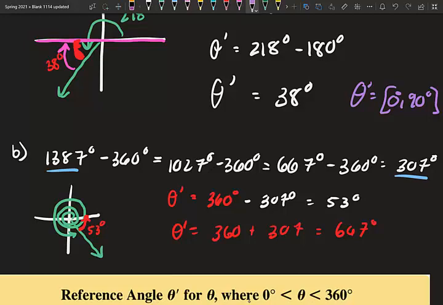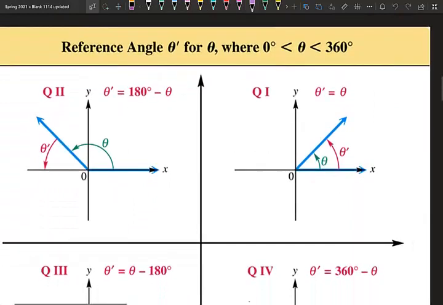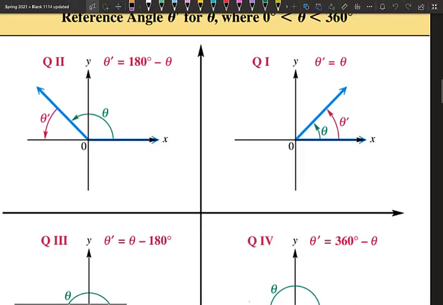Now these are the rules, the rules for how we remember to add, subtract, 180, 360. Here are all the rules, and I'm going to break them down. When you have an angle between 0 and 360, we can go ahead and find our reference angle. If it's in quadrant 2, we subtract it from 180, because we need to get down to the 180. So 180 minus theta. In quadrant 1, your reference angle is your theta because that is between 0 and 90 degrees. Since that's the case, your theta is your reference angle.